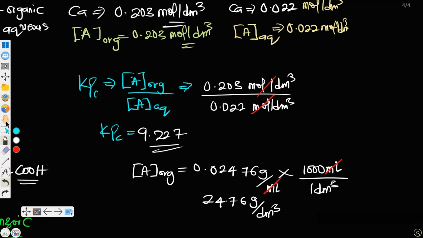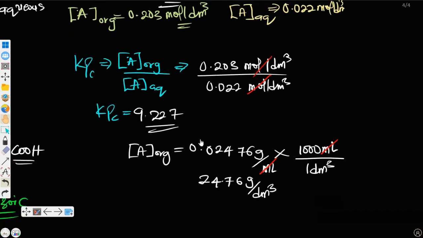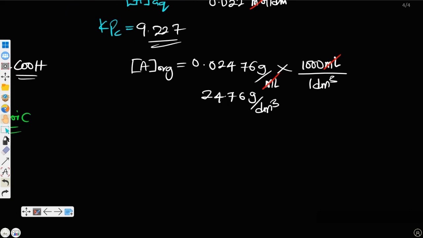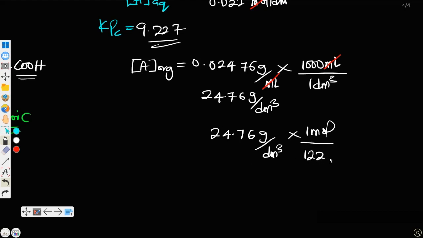Now, to convert it to mole per dm cube, what do you do? You divide by the molar mass. Are you getting it now? You divide by the molar mass, because 24.76 gram per dm cube, 1 mole of this substance, you now come here to convert it to mole per dm cube. 1 mole of benzoic acid contains how many gram? It contains 122 gram, according to what we say.